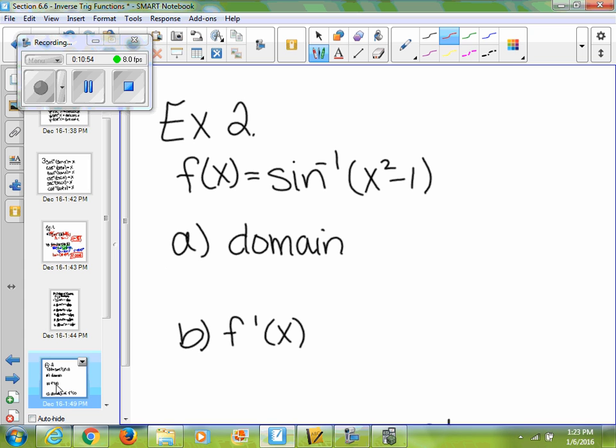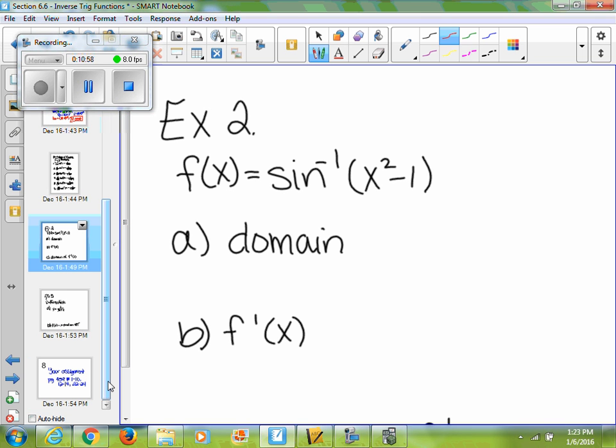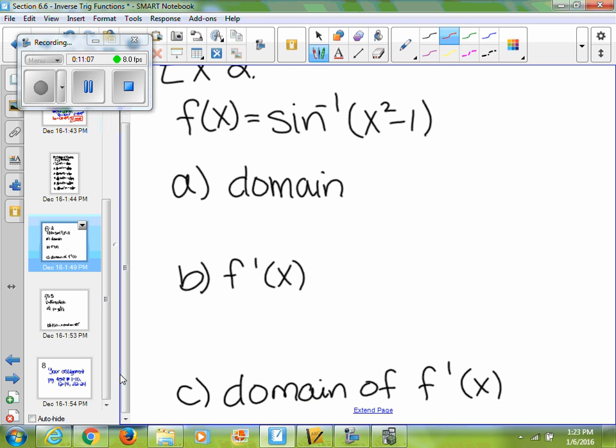Okay, so if I look at example 2, I'm given the function f of x equals the inverse sine of x squared minus 1. I'm asked to find the domain of f prime of x, and the domain of f prime of x.